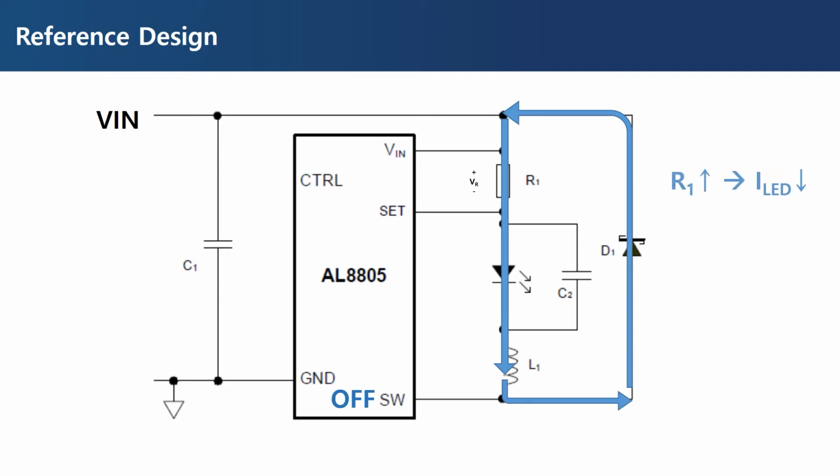Therefore, when the resistance of R1 increases, the LED current decreases. Conversely, when the resistance of R1 decreases, the LED current increases. The relationship between R1 and LED current is as follows. Therefore, to supply 330 mA of current, 300 mΩ should be used. To supply the maximum current of 1 ampere, 100 mΩ should be used.